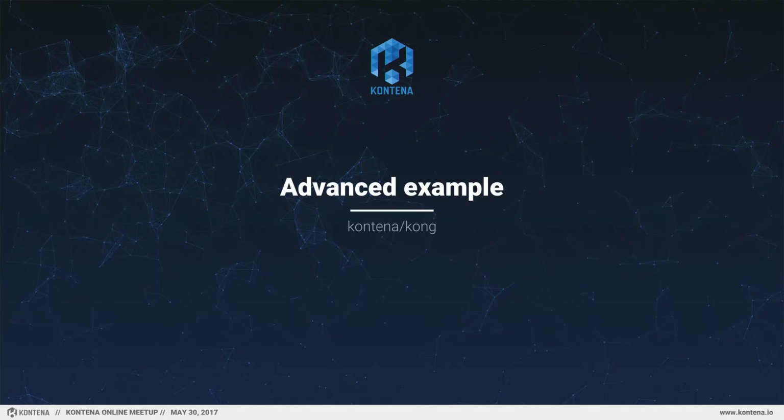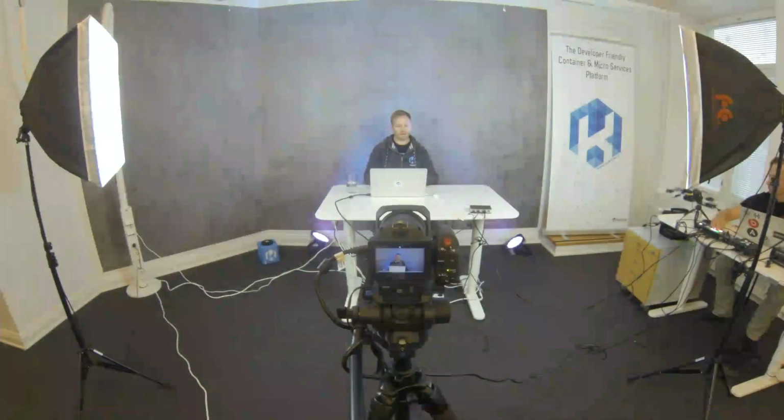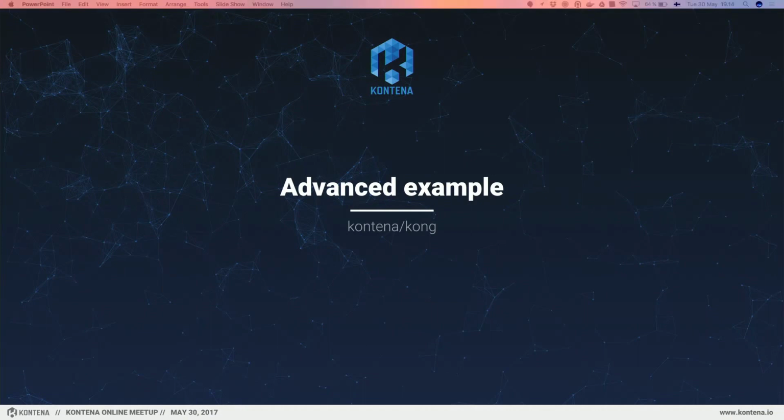Okay, now I will show you a real Kontena stack file that you can install from a Kontena stack registry. It's about the Kong API gateway. So this is a stack file, and first it contains the stack information. It's under the Kontena namespace, and the stack name is Kong.